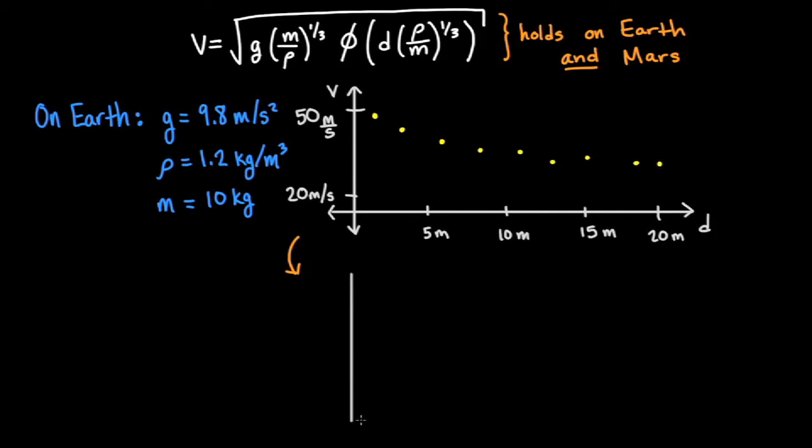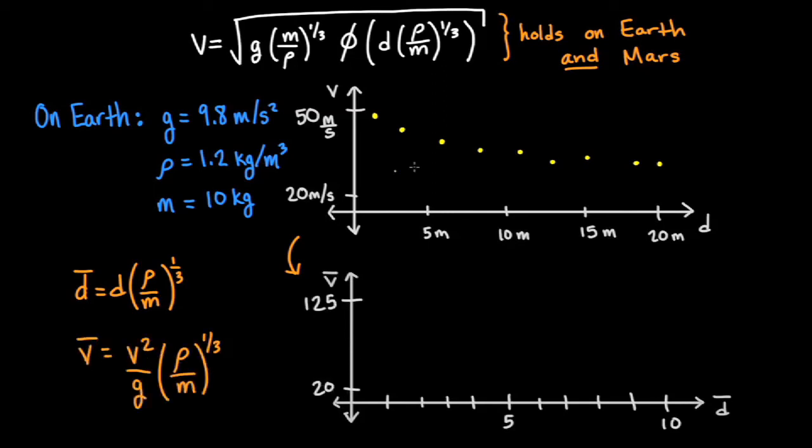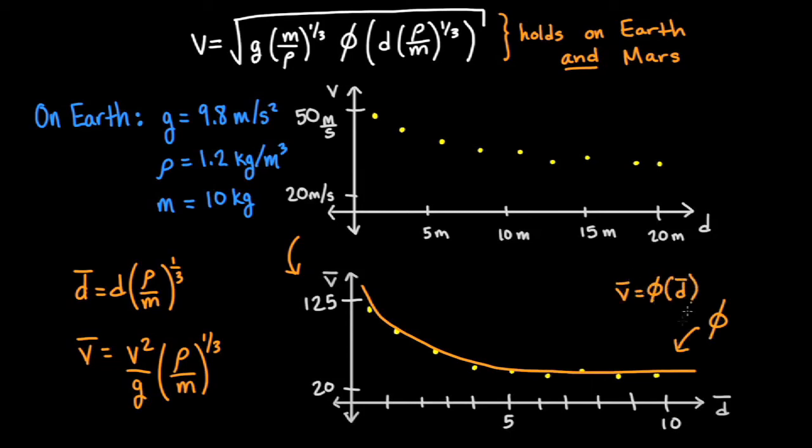Then we could convert this data to the d-bar, v-bar axes by scaling the variables v and d according to the Earth values for the mass, gravity, and atmospheric density. We can fit this data to some best fit curve, and this best fit curve is our best approximation to that function phi.